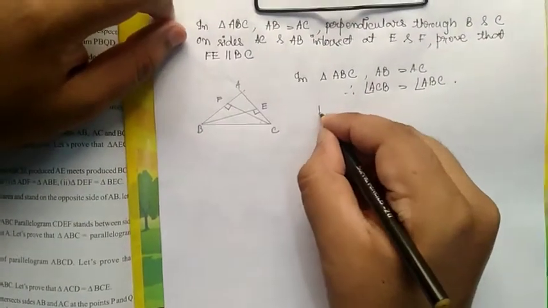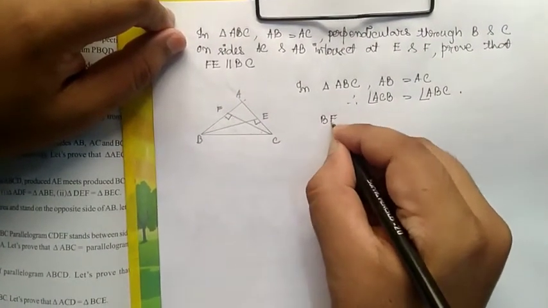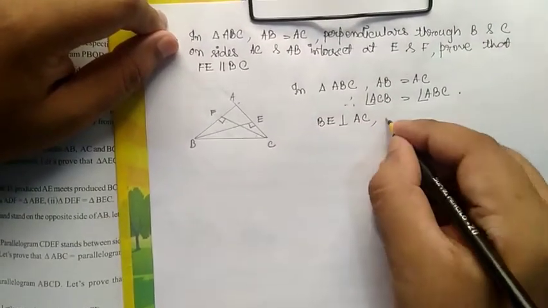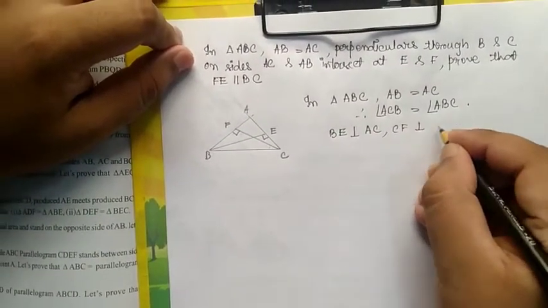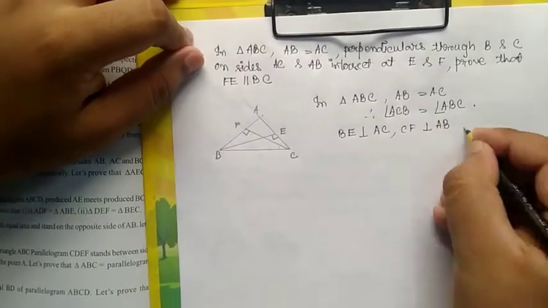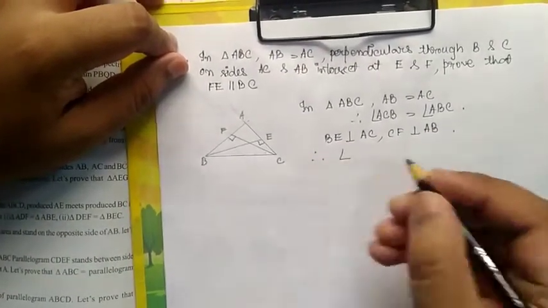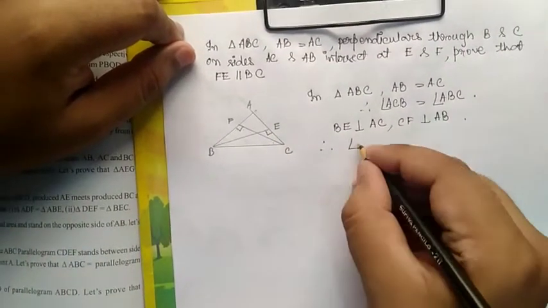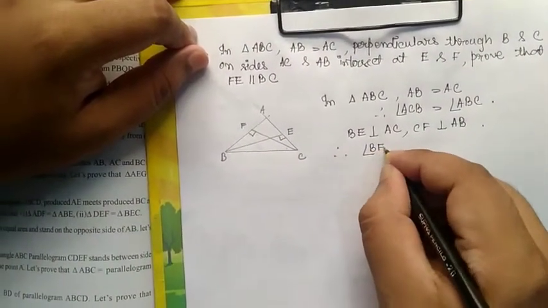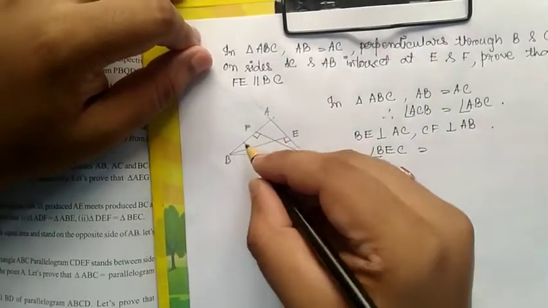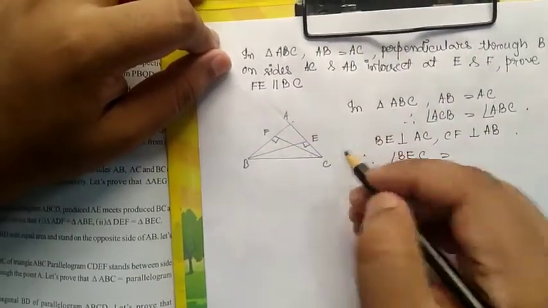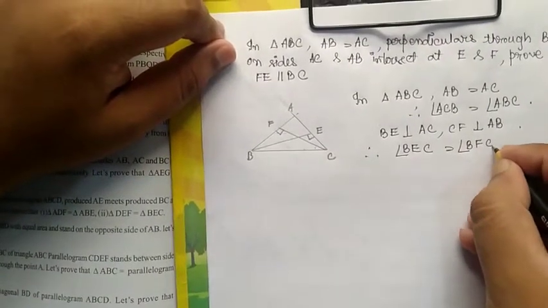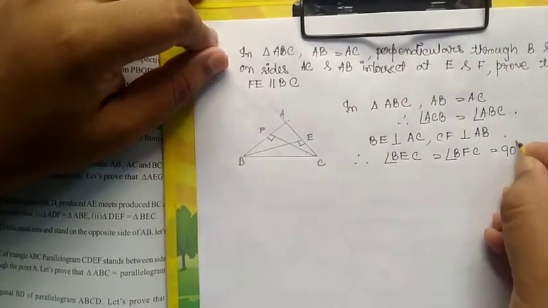And we know that BE perpendicular to AC and CF perpendicular to AB. So therefore we can say that angle BEC equal to angle BFC equal to 90 degree.